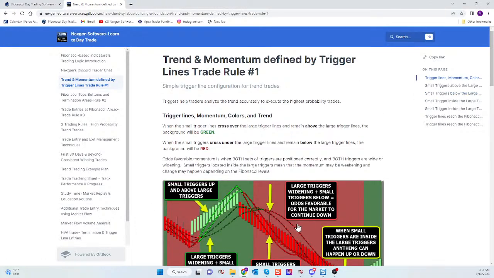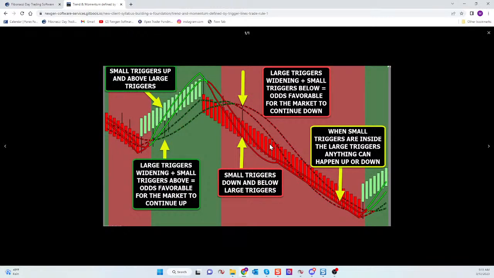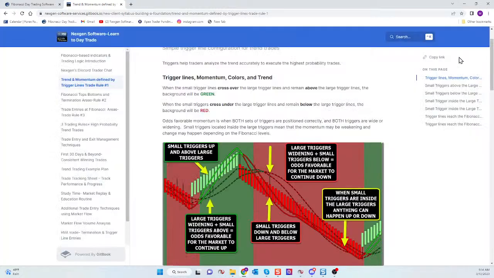So brand new users, do me a favor, let me know that you're good with this. Odds favorable momentum, the advantage of momentum on that larger chart, setting you up for success, right? Rule number 2 says don't trade into termination conditions.